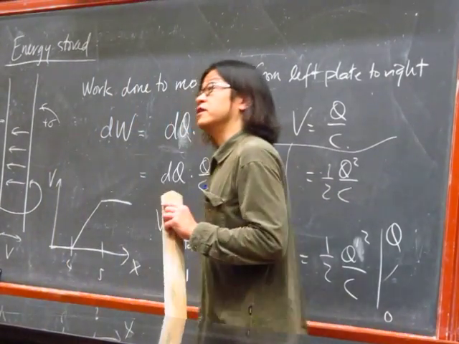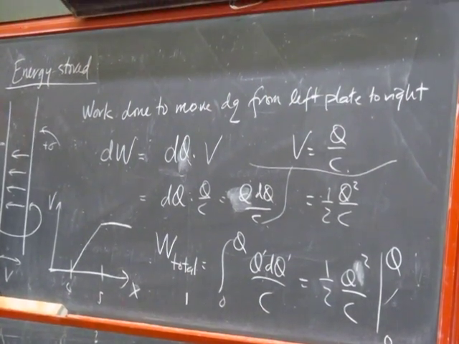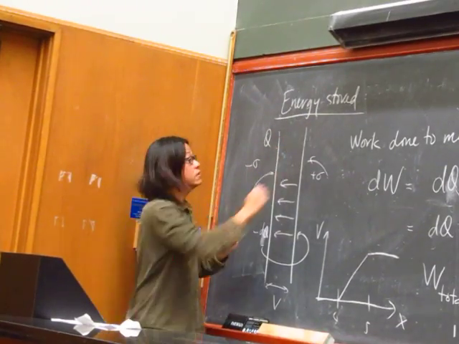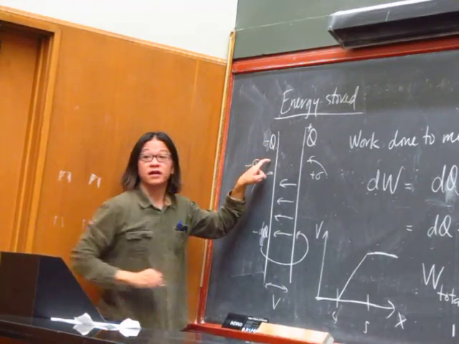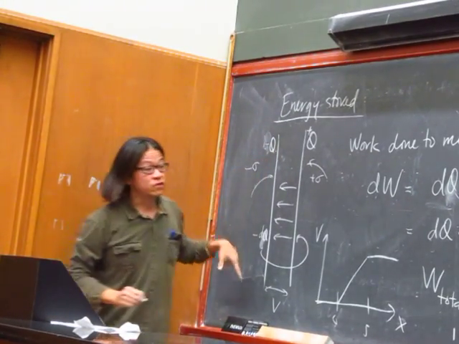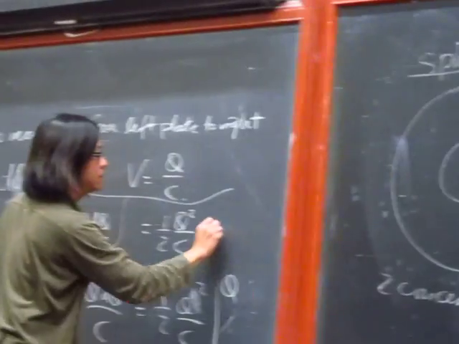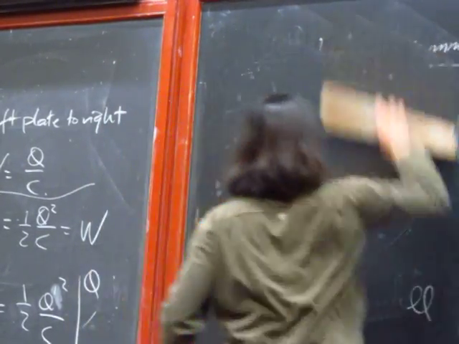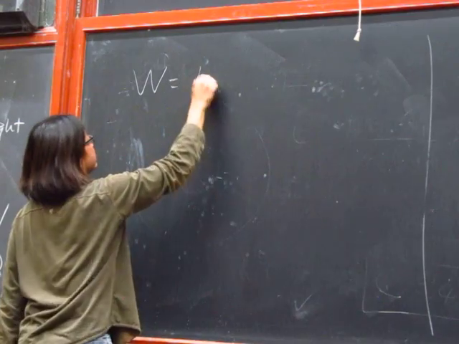That's the work done. If you have these two conductors here, you're bringing charge q from the left plate to the right plate, so that you build plus q here and you're left with minus q on the other side. The total work done is 1/2 q squared over C. Let me erase this part here. And that work done is equal to the increase in energy.